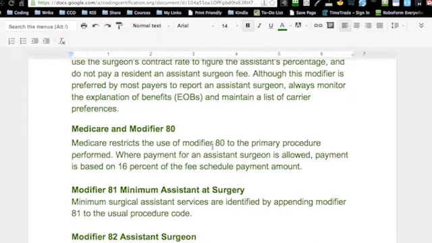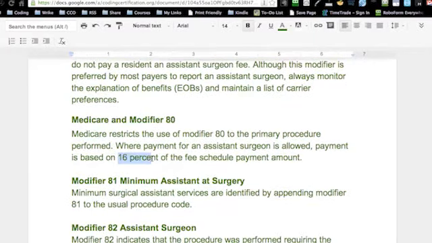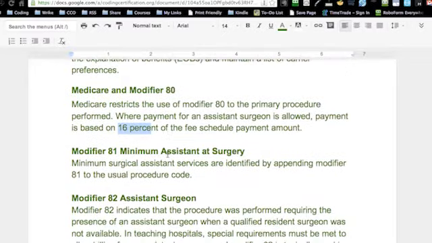Now here's a little blip about Medicare and modifier 80. If they restrict the use of it to the primary procedure, so if the physician, the primary surgeon, did more than one procedure, they're only, for Medicare, letting the assistant bill one of them, the primary one, with modifier 80, and they get 16% of the fee schedule.